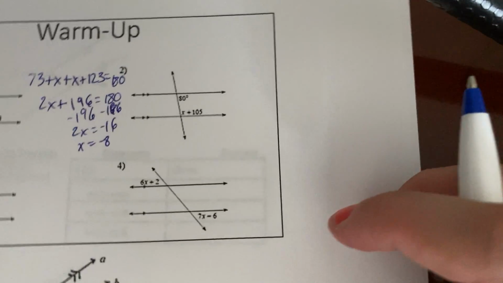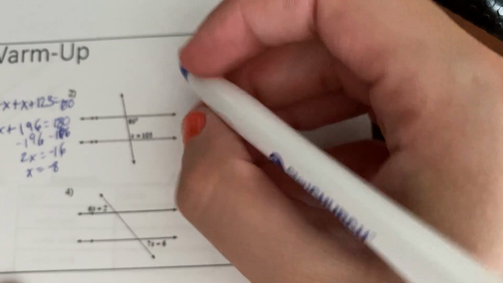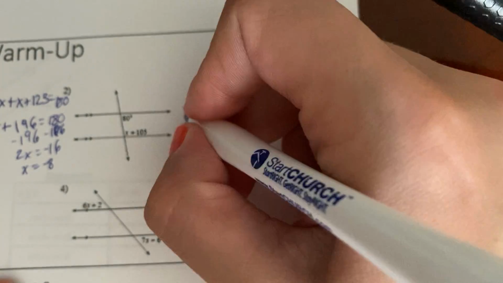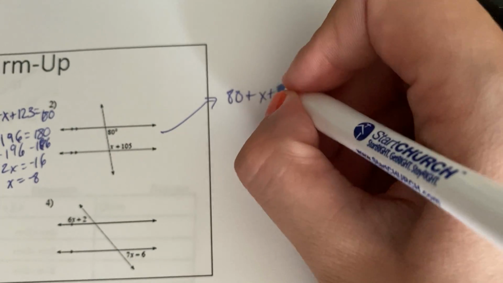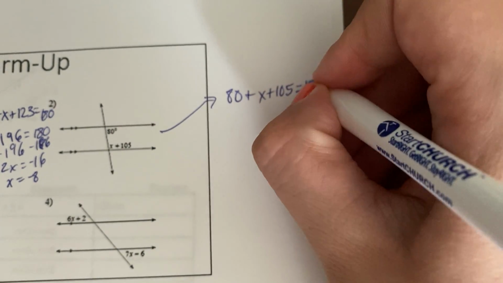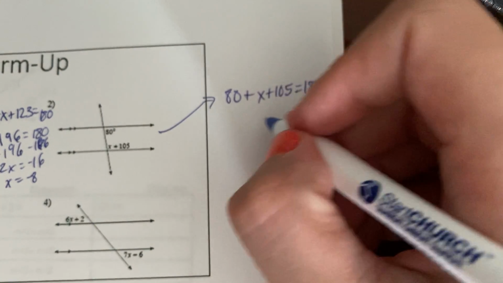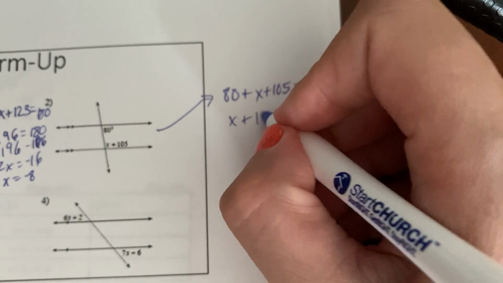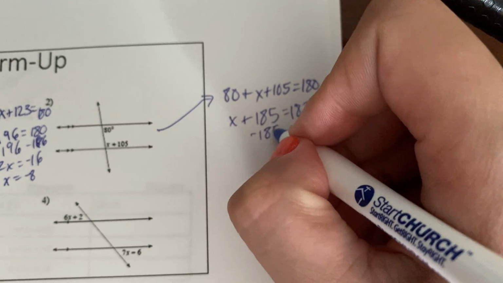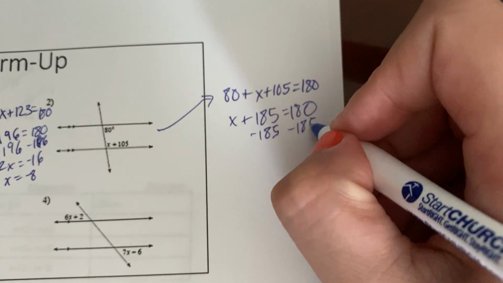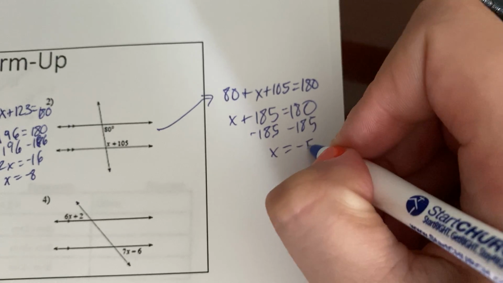All right, same thing here. They're same side interior, so 80 plus x plus 105 is equal to 180. I'll add like terms. X plus 185 equals 180. Subtract 185, and we get x is equal to negative 5.